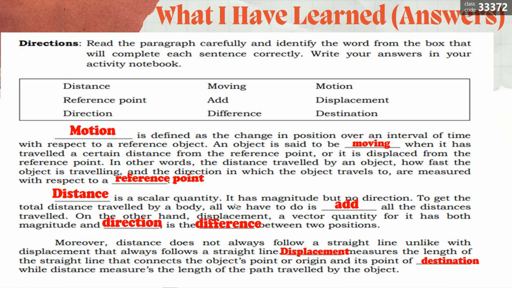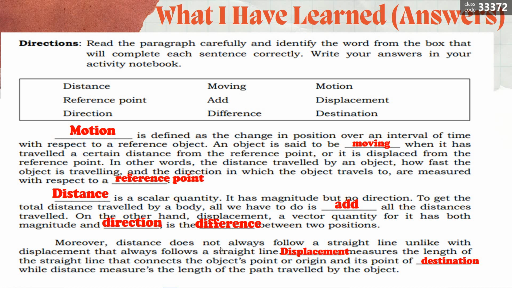A distance is a scalar quantity. It has magnitude but no direction. To get the total distance traveled by a body, all we have to do is add all the distances traveled. On the other hand, displacement is a vector quantity, for it has both magnitude and direction. It is the difference between two positions.